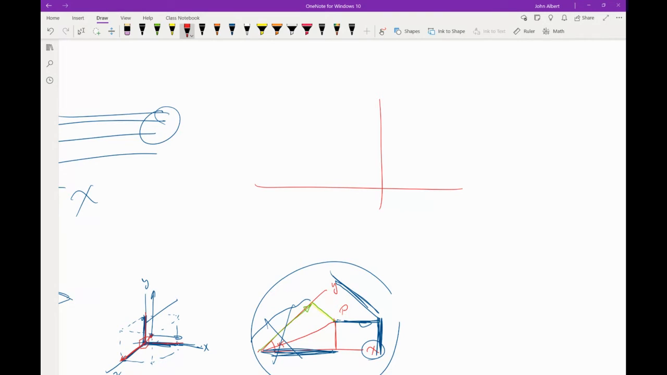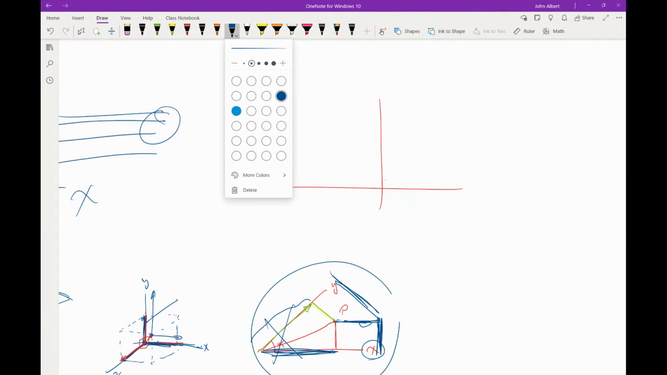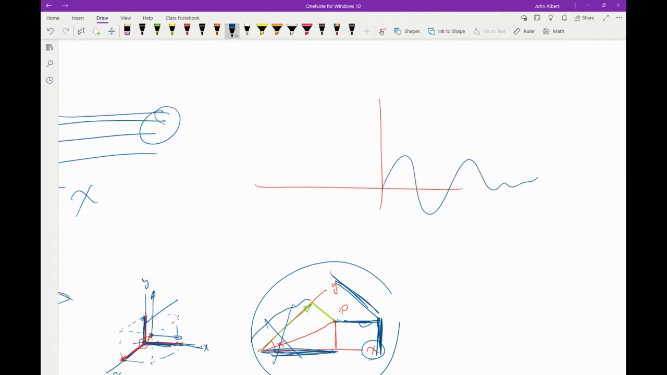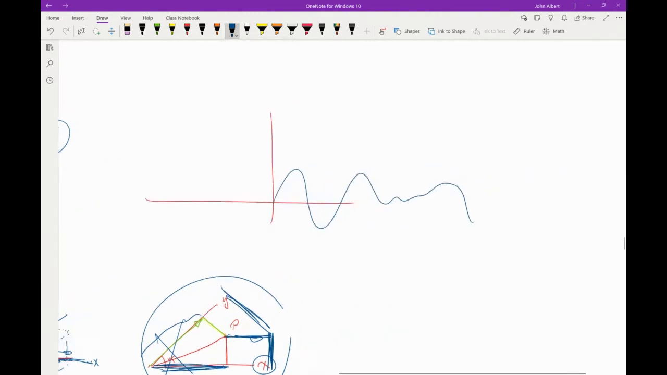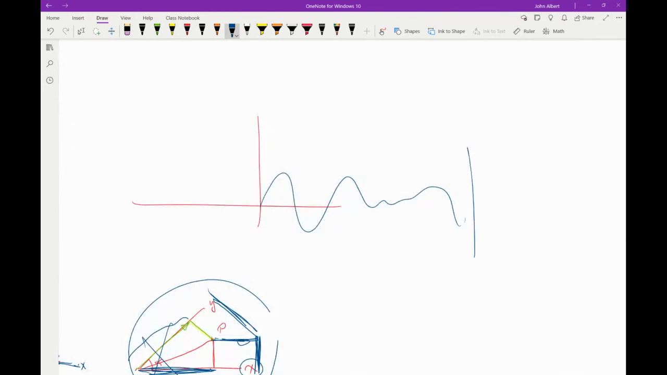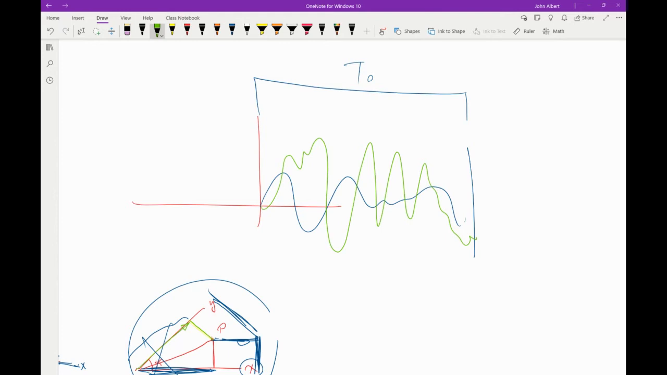Assume that I have two functions. Let's say, for example, that this is the first function, in blue. Let's say that this is a periodic signal, so it repeats, but I'm only interested in a specific period of it. Let me call it T0. And let's say I have another signal in the same region, between 0 and T0.